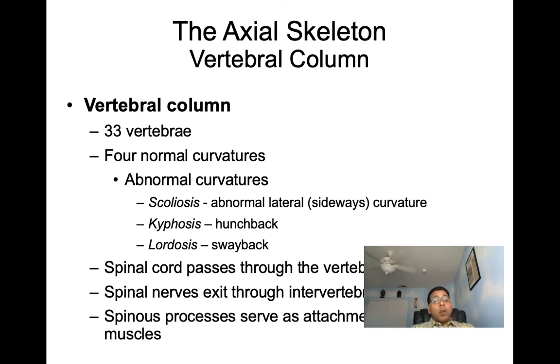Then we have also abnormal curvatures. These abnormal curvatures include scoliosis. Scoliosis is going to be an abnormal lateral or sideways curvature we can see. Then we have kyphosis, which we also refer to as hunchback. And then last we have lordosis, which leads to a sway back.